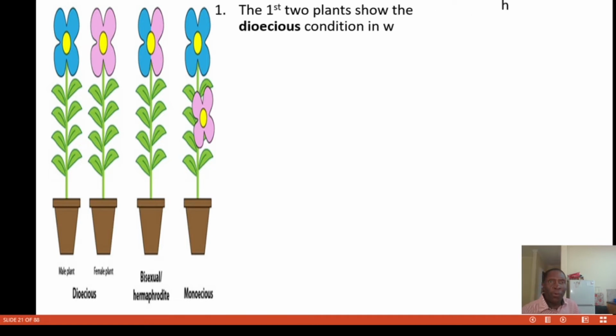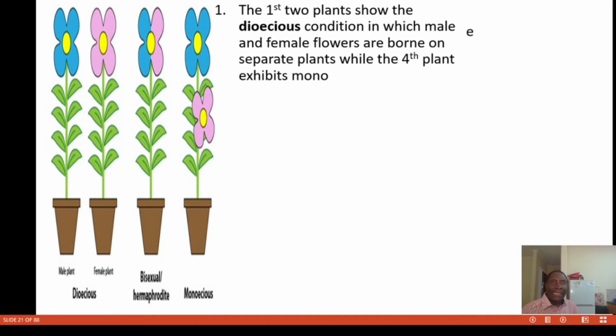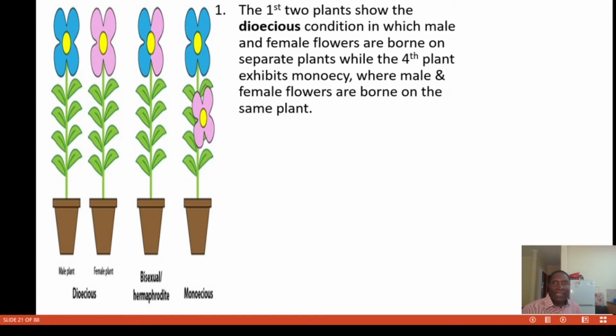The first two plants show the dioecious condition in which male and female flowers are born on separate plants, while the fourth plant exhibits the monoecy, or monacy, where male and female flowers are born on the same plant. And that is an example that we find in maize. Maize is monoecious.